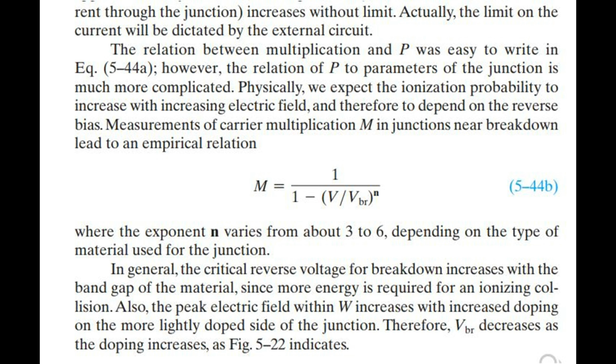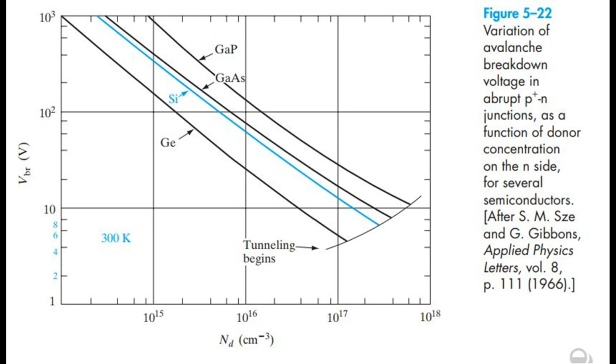Figure 5-22: Variation of avalanche breakdown voltage in abrupt p+-n junctions, as a function of donor concentration on the n side, for several semiconductors. After S. M. Sze and G. Gibbons, Applied Physics Letters, Vol. 8.